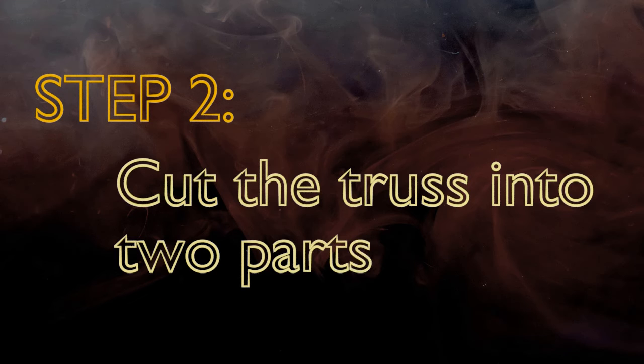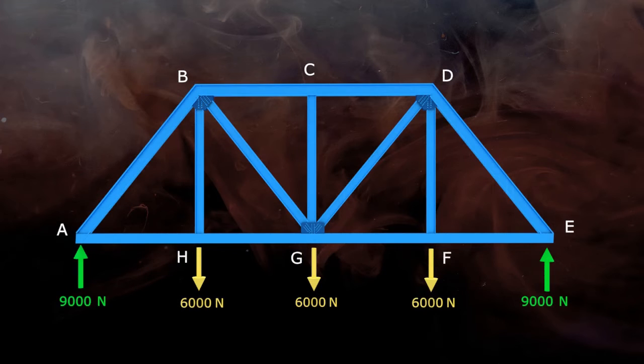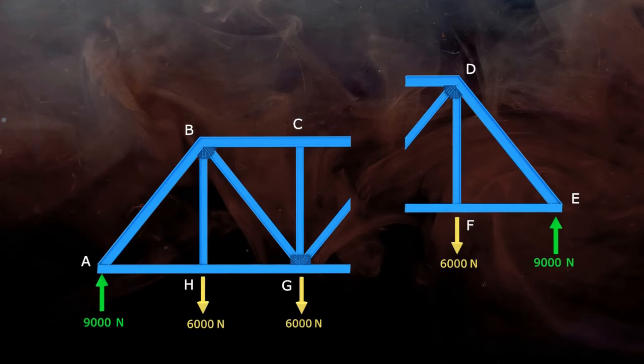The next step is to cut the truss into two separate parts by a section line. This section should pass through a maximum of 3 members with unknown forces. If no particular member is given in the question, you can select any 3 subsequent members even if they are not parallel to each other. But here, as it is asked to find forces in members CD and GF, the section line must pass through these 3 members so that the truss will be divided into 2 parts.